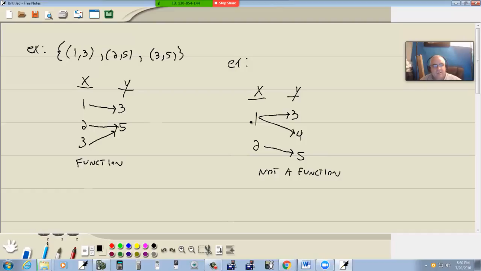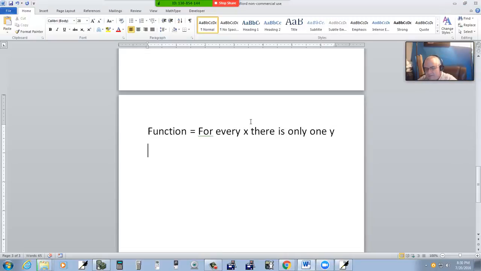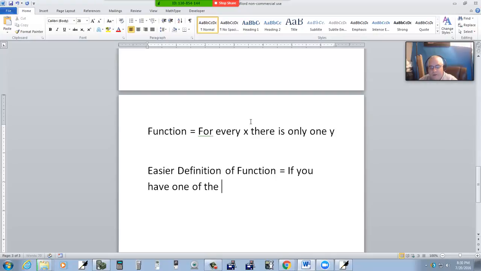Now that's kind of a hard definition to work with. We've got an easier definition for the function. Now this easier definition does not work all the time. In terms of college algebra, it should work for every problem you run across in a college algebra class. But if you go on to calculus, it starts failing in some problems. There are other considerations you have to take into account. But for an easier definition, if you have one of the following, it is not a function. If you have y to an even power, it's not a function.